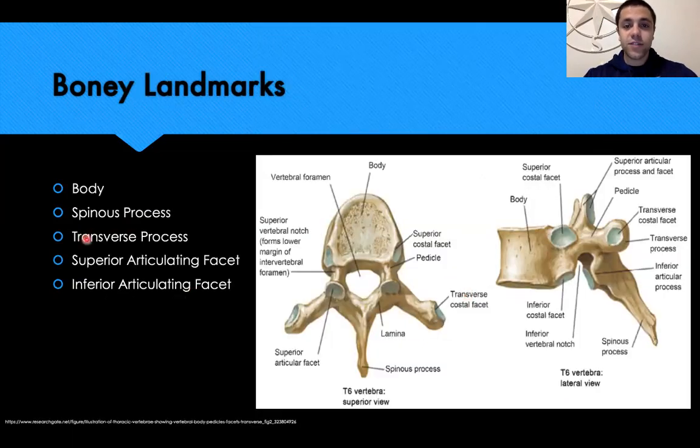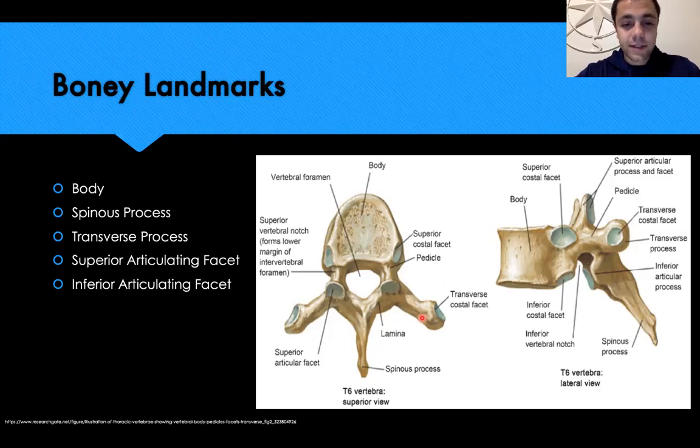Next, we have our transverse processes. So think of transverse like the transverse plane, we go off to the sides. So these here, what I'm hovering my laser pointer over now, those are the transverse processes of the thoracic vertebrae. And again, they typically get larger and larger as we go down.